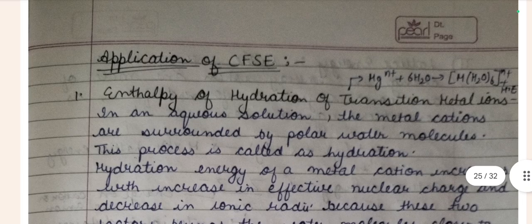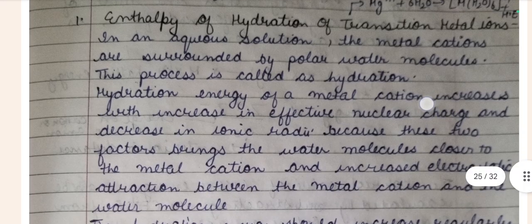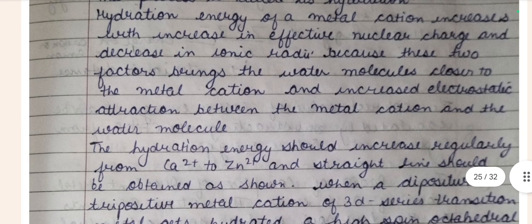Applications of CFSE. Enthalpy of hydration of the transition metal ion. In an aqueous solution, the metal cations are surrounded by polar water molecules, and the process is called hydration. The hydration energy of a metal cation increases with an increase in effective nuclear charge and a decrease in ionic radii, because these two factors bring the water molecules closer to the metal cation and increase the electrostatic attraction between the metal cation and the water molecules.